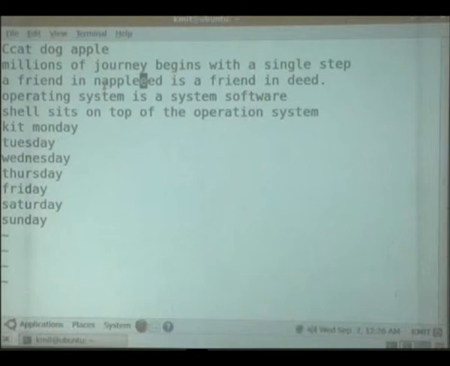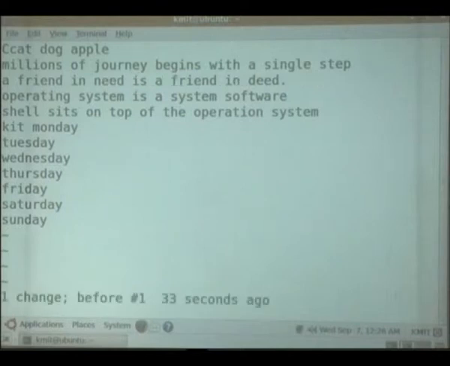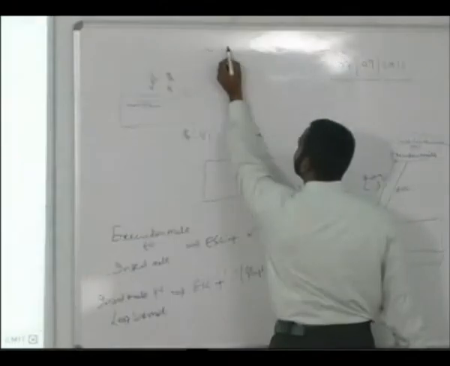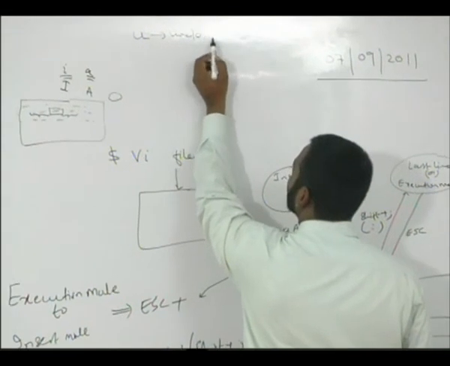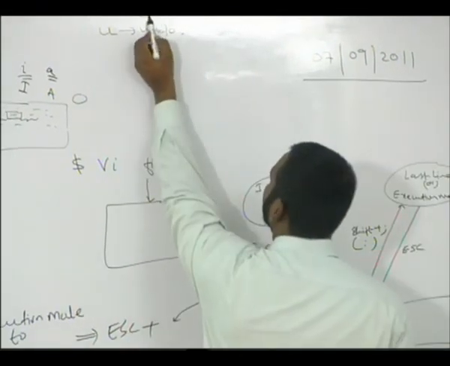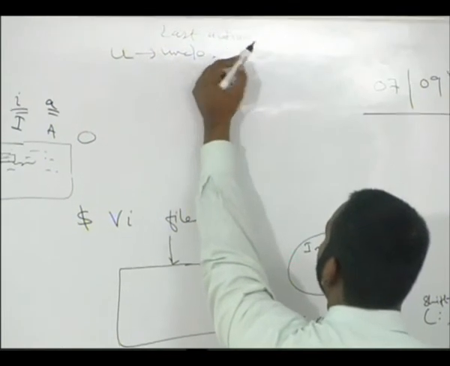Now I want to undo this operation. Whatever operation I did, I want to do Control Z as in Windows. For that, I have to go back to command mode, and then press u. So u is used for undoing the operation. We have learned one more command: u is for undo, the last action.